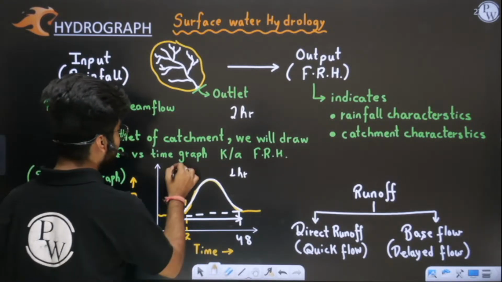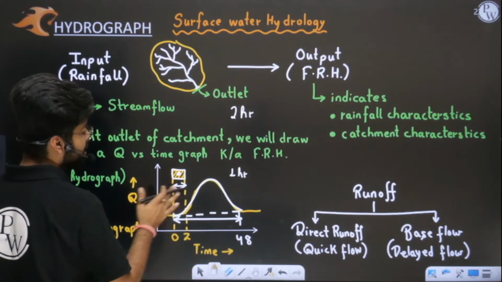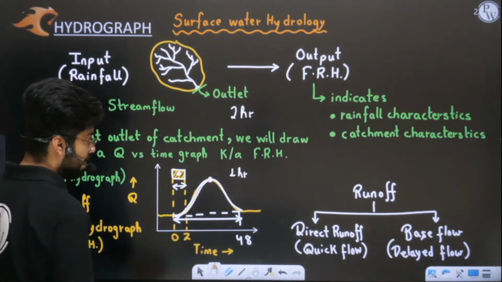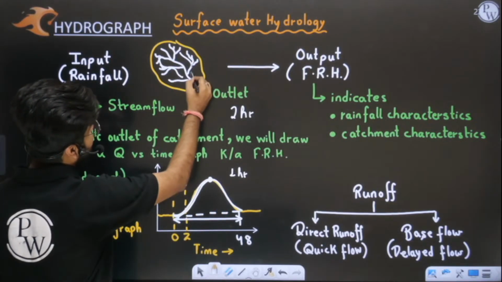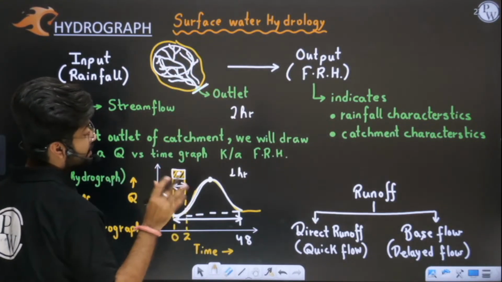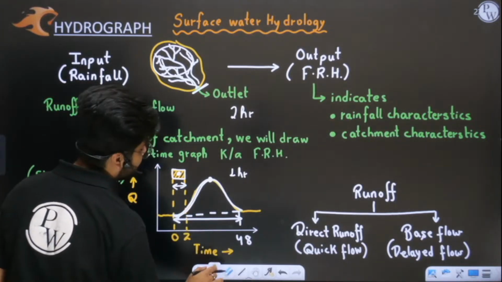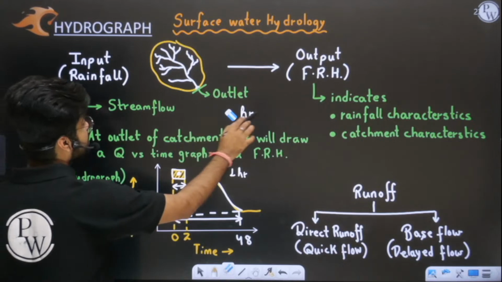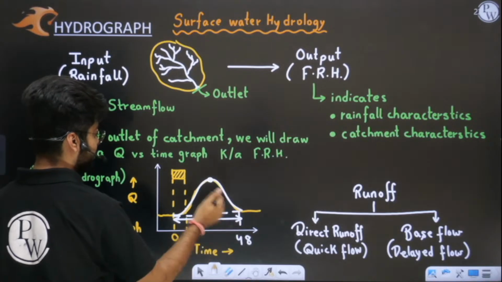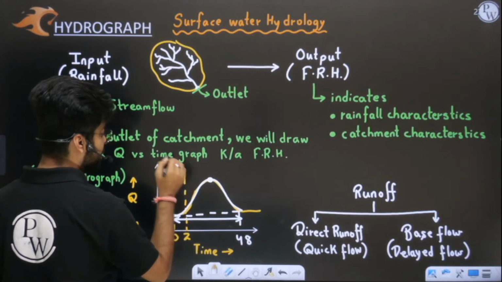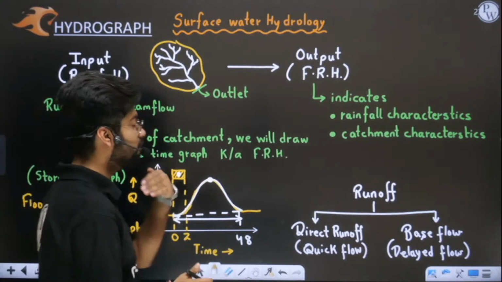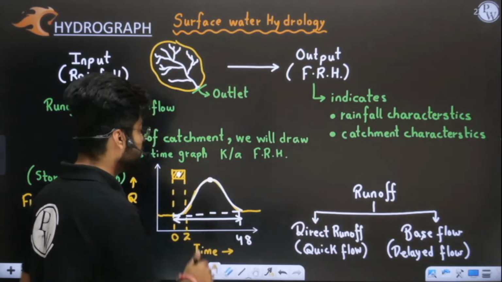Now, because of that rainfall which has happened in 2 hours, the peak value will come after some time, because water takes some time. This area will contribute to the outlet discharge, but it will take time. Yes or no, Manjusha? Yes, sir, it will take time. Since it is taking time, I will say the peak will come after some time. So the time gap between the center of rainfall and the peak to occur is basically known as lag time.